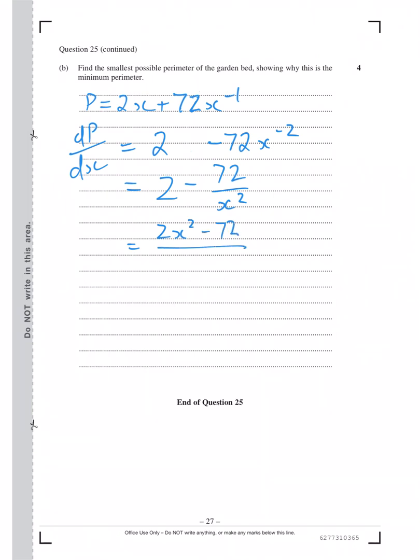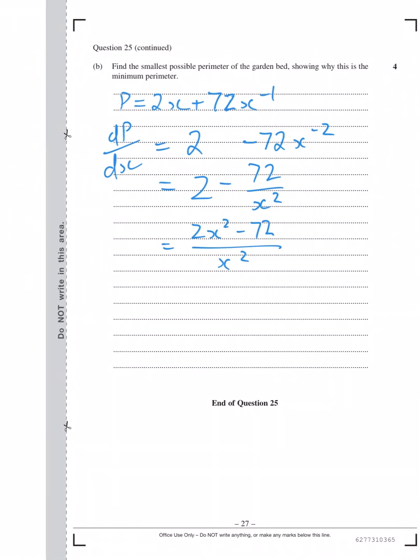Now, find the smallest possible perimeter of the garden bed. We're going to do that using the derivative here. Now, I'm going to find dp over dx, which is going to be 2 plus minus 72x to the minus 2. I'm actually going to rewrite that, get rid of that plus there, which means I've got 2 minus 72 over x squared, which is 2x squared minus 72 over x squared.